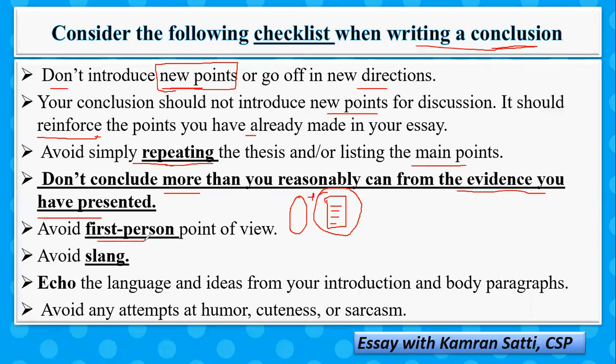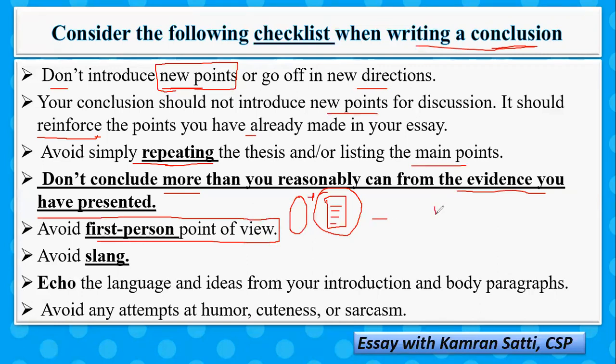Avoid first person point of view. Never use personal pronouns like I, you, we. In the previous examples I have used we, but that was just to make the concepts clear. In the real essay, you can't use the word we, I, you. First person pronouns, or any other pronouns, he, she, should be avoided, because an essay is a very formal piece of writing.